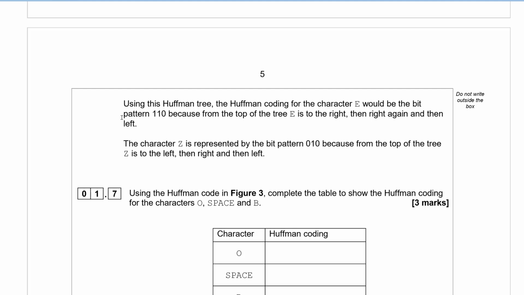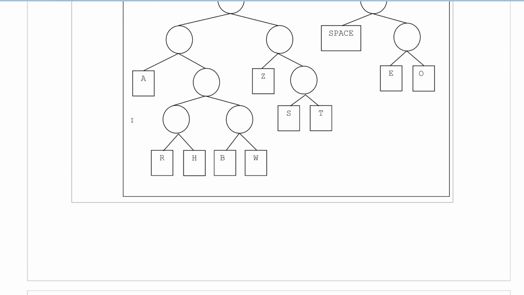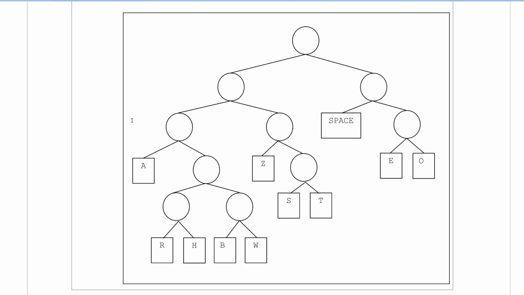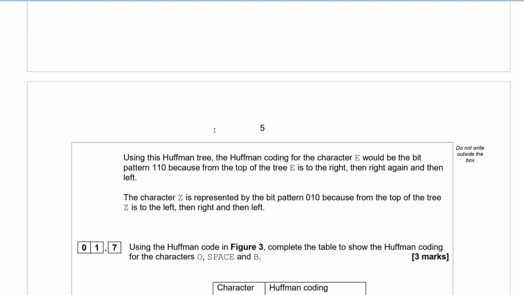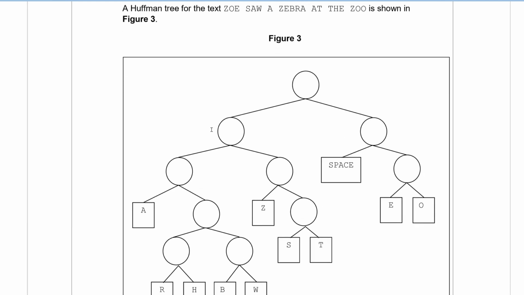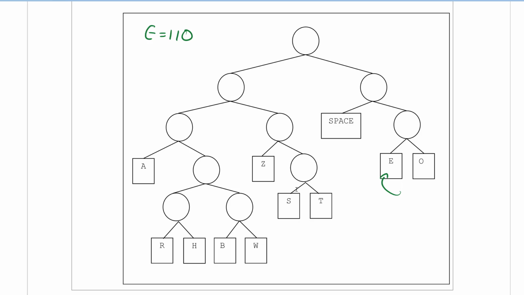Okay, again, that's AQA explaining stuff to us, which you should know, actually. So, what was the first one? I wasn't listening to myself. E is 110. So let's see why that's the case. It did tell us, actually. So E is now 110. Well, E is down here. The characters should always be what we call leaf nodes. A leaf node is right at the bottom of this branch structure, which are squares and rectangles in this case.